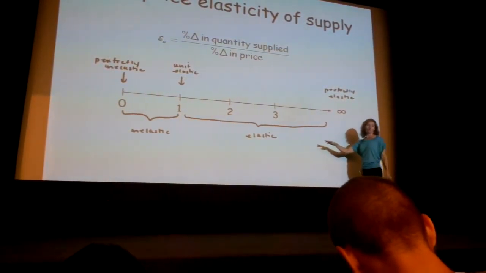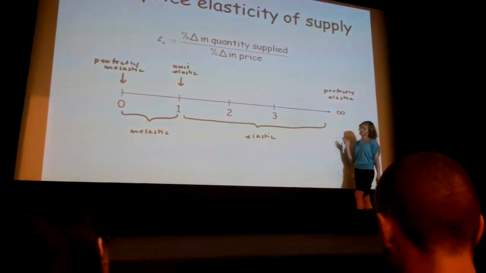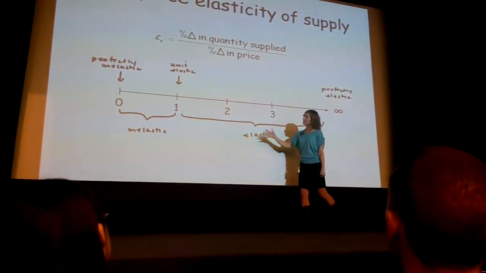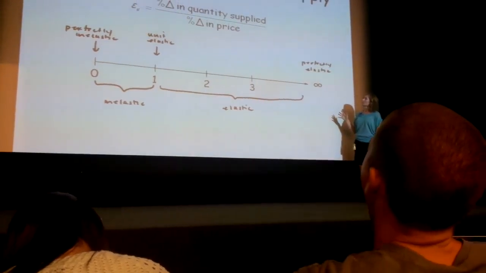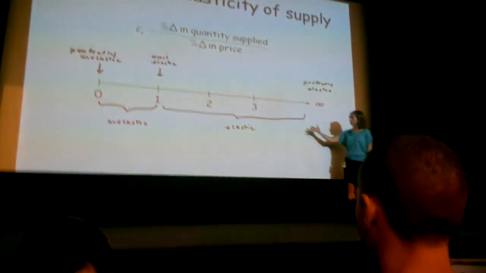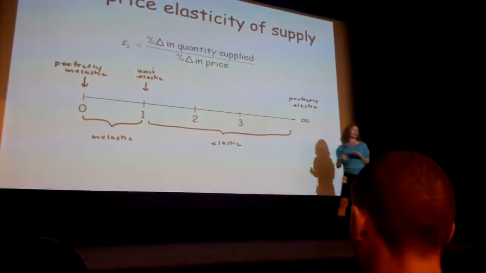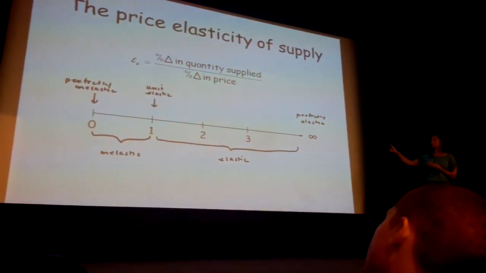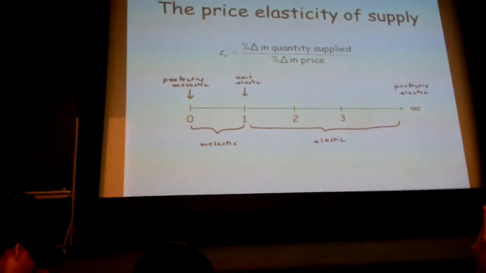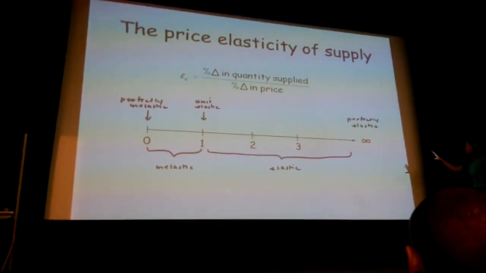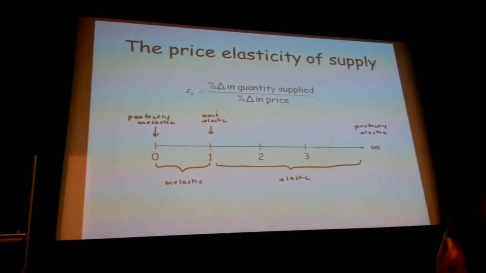I'm going through this relatively quickly because this looks almost identical to the picture I drew earlier when I was talking about how we classify the elasticity of demand. Greater than 1 is elastic, less than 1 is inelastic, and then we have these special cases: perfectly inelastic, unit elastic, and perfectly elastic. And we can go ahead and draw the curves for these really extreme cases as well.